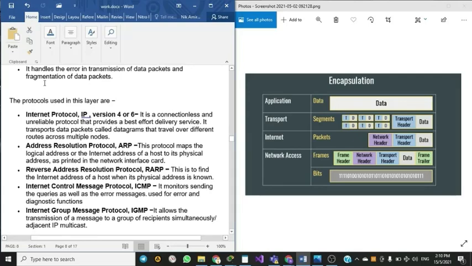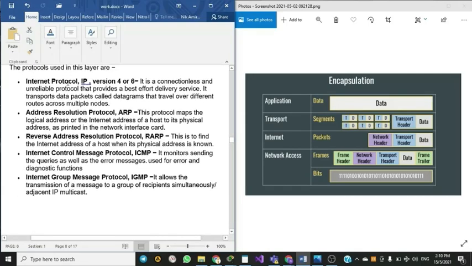Some of the protocols used is the IP protocol, which is a connectionless and unreliable protocol. The protocol will provide the best available transport of packets.